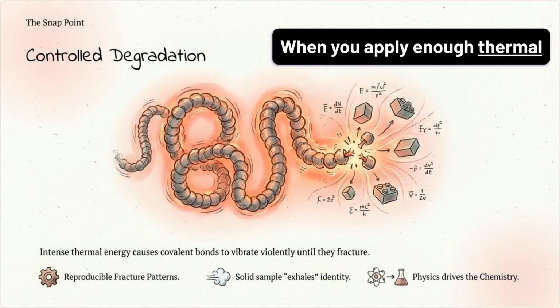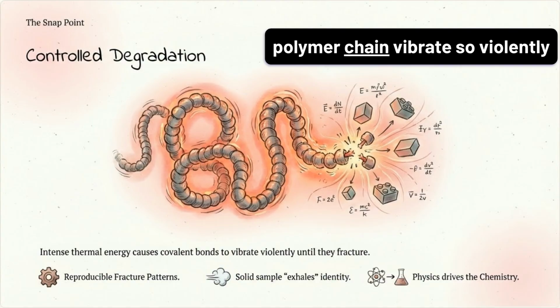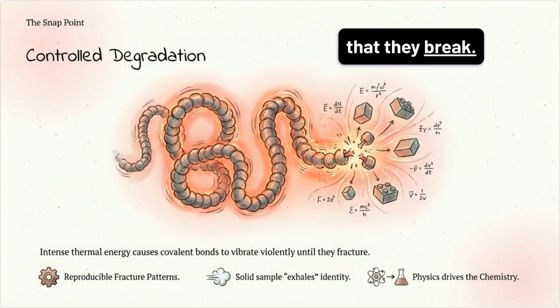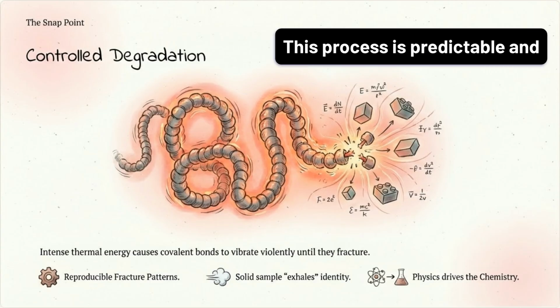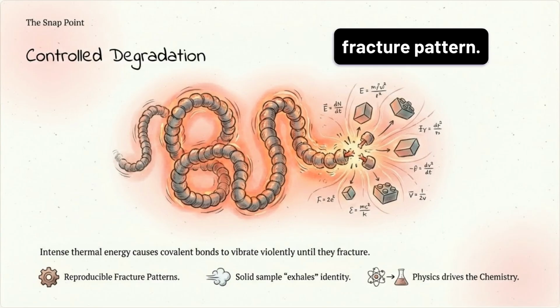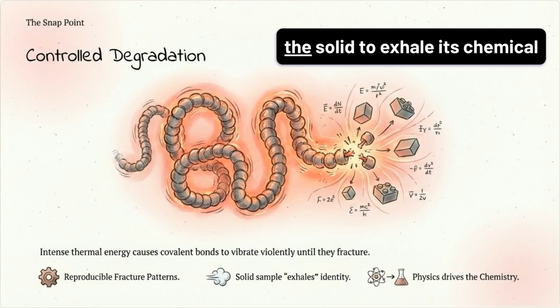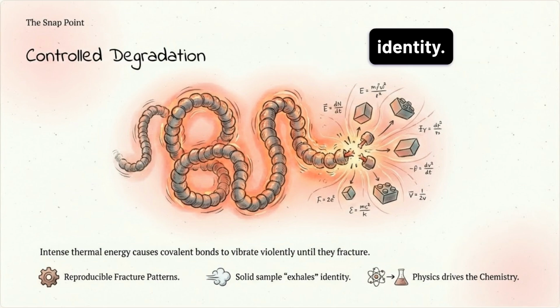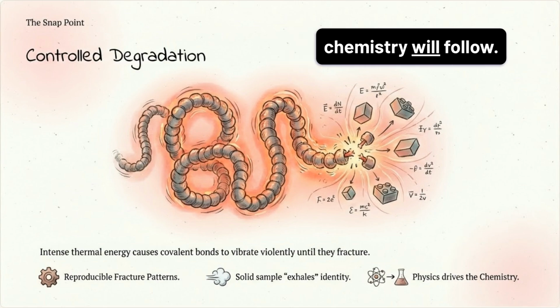When you apply enough thermal energy, the covalent bonds in a polymer chain vibrate so violently that they break. This process is predictable and reproducible. Every polymer has a specific fracture pattern. By controlling the heat, we force the solid to exhale its chemical identity. If you control the physics, the chemistry will follow.